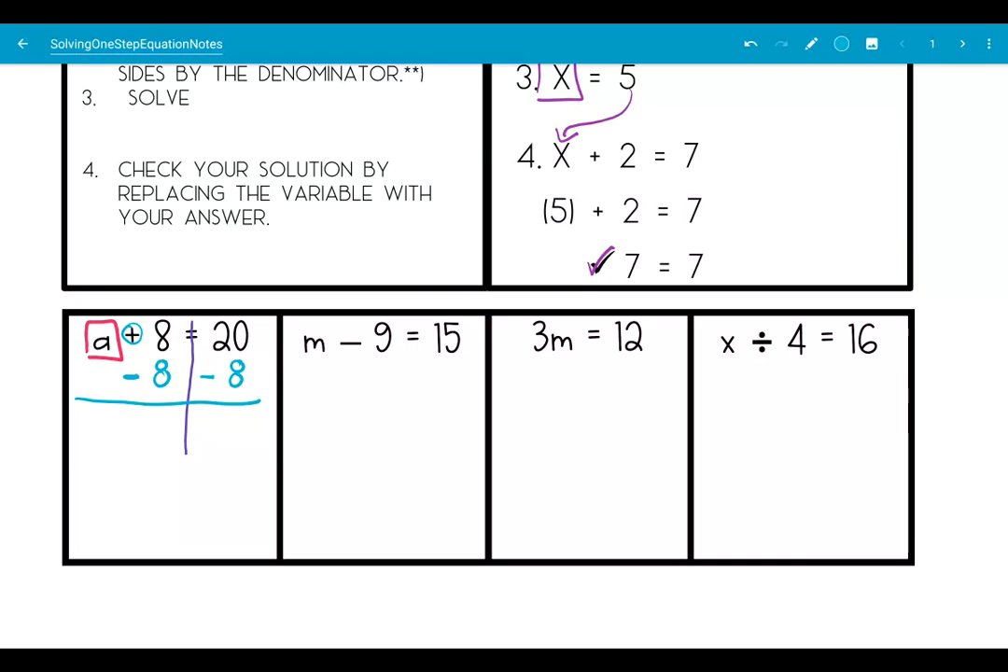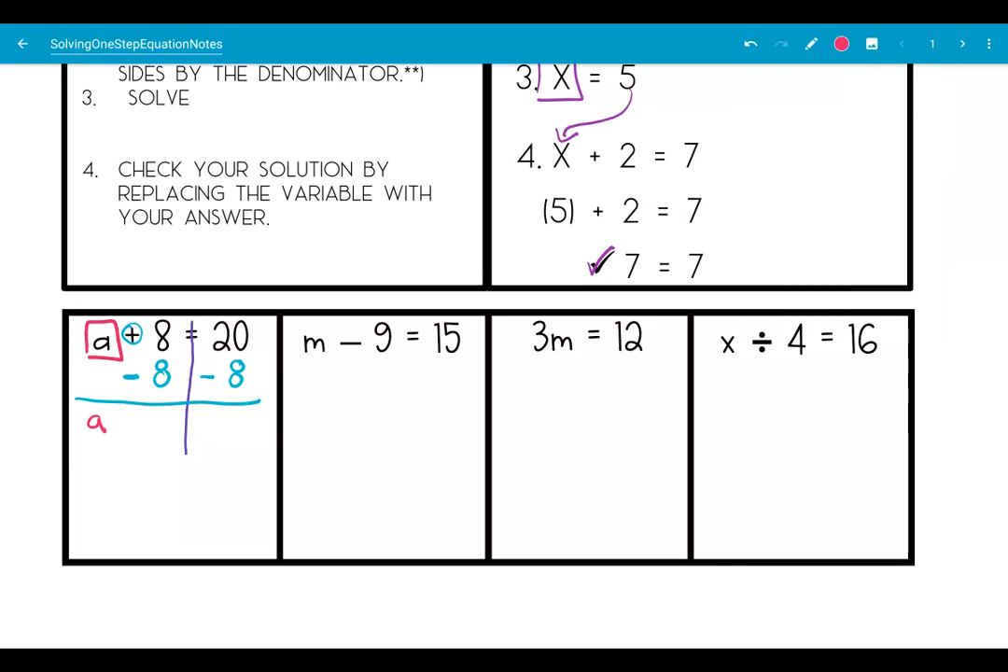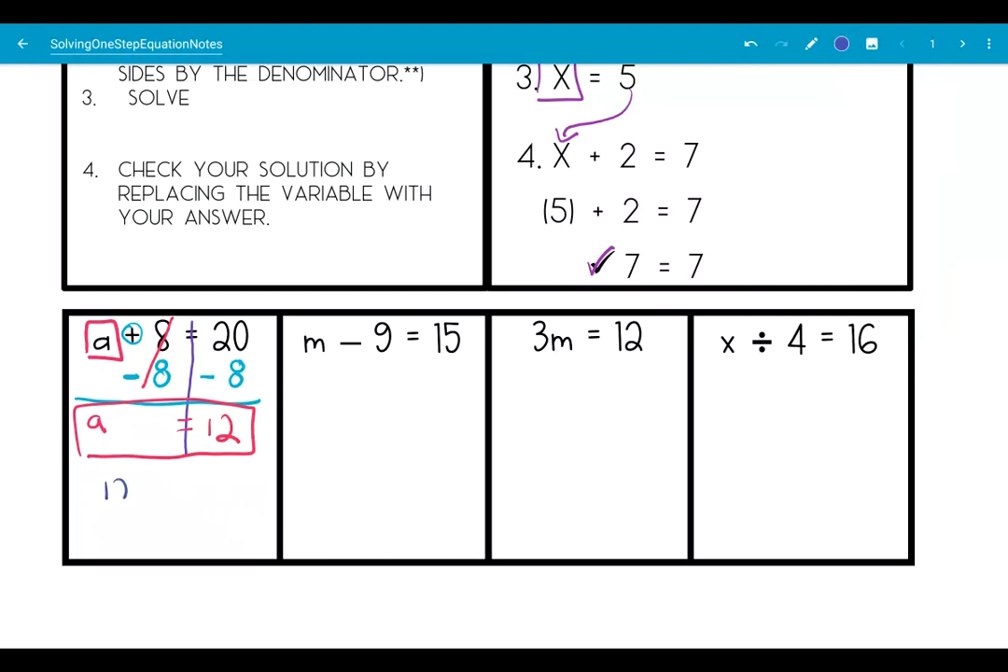So there's nothing underneath that a. It falls down right to the bottom. Nothing's happening to it. 8 minus 8 is 0, so that cancels out. And then 20 minus 8 is 12. So there's our final answer. a is equal to 12. We can test that if we want. Checking our answer. Is 12 plus 8 equal to 20? Well, I know 12 plus 8 does add up to 20, so that's true. I'm checked. Let's look at the next one.